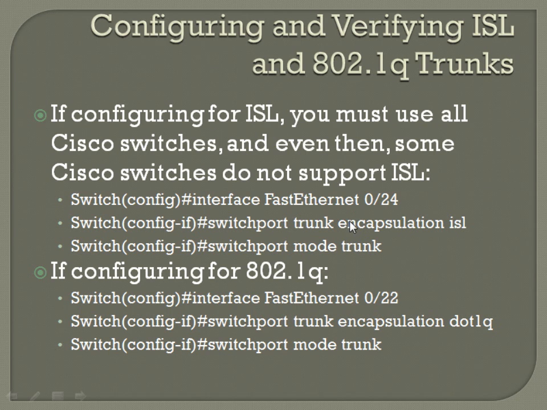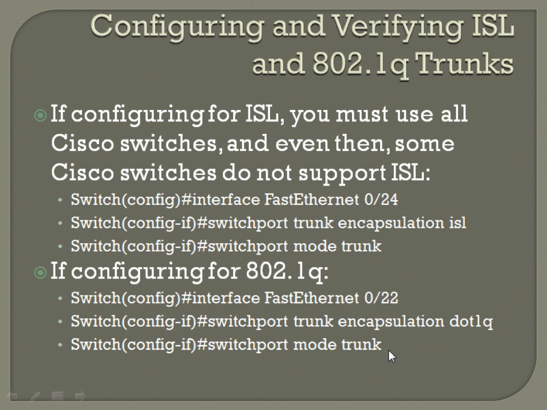because you want the configuration to match so that they're set correctly. If you want to instead set it for an 802.1q trunk instead of ISL, the command structure is almost identical. In this case, interface fast Ethernet 0/ well, this should be 24 if we're going by the last thing as well, but in this case 0/22. Switchport trunk encapsulation dot1q, and then switchport mode trunk to identify it as a trunk.